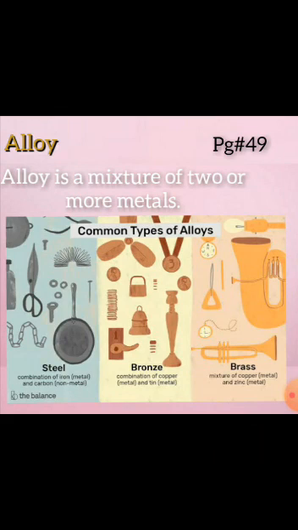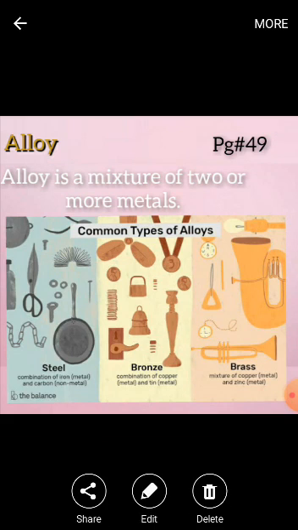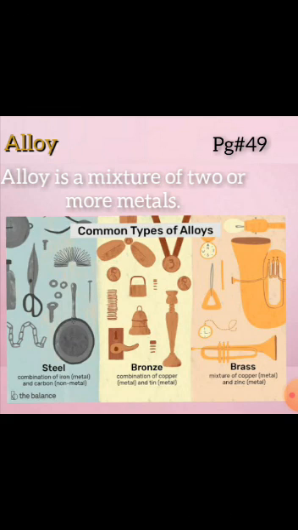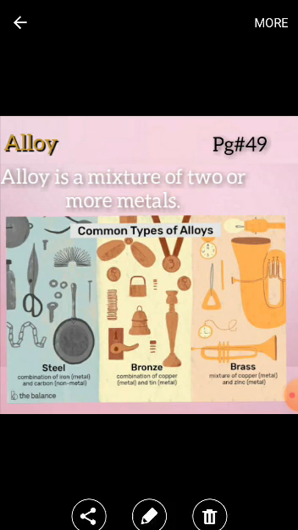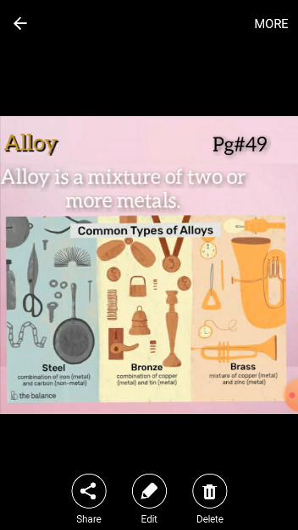Bronze is a combination of copper and tin. Copper and tin both are metals, and we use the medal of bronze in Olympics, etc. And the doorknob is also made up of bronze, and our fan, etc. is also made up of bronze. The last one is brass. Brass is a mixture of copper and zinc. When we mix copper and zinc, it forms brass. So these are the examples of alloy.